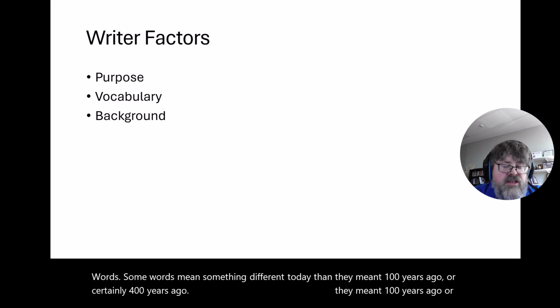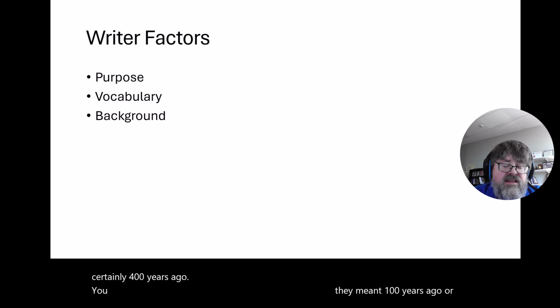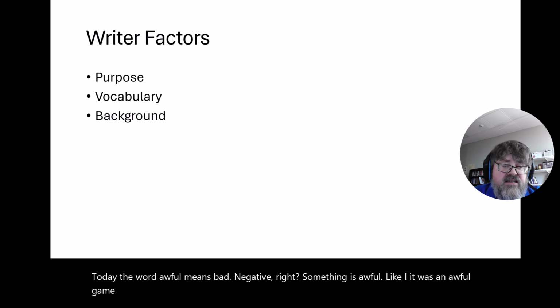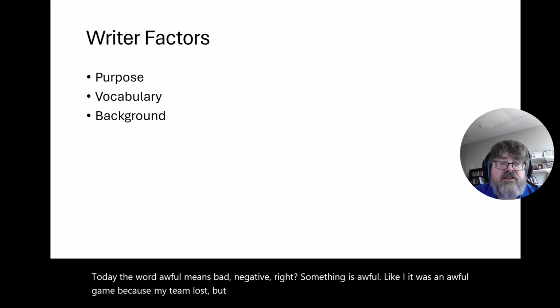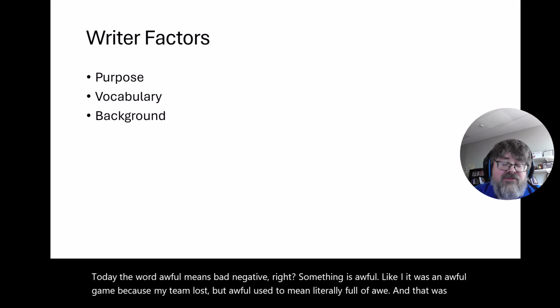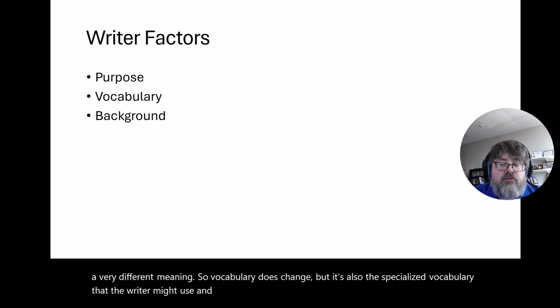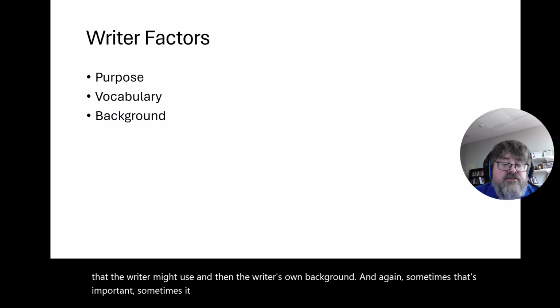An example is the word awful. Today, the word awful means bad, negative, right? Something is awful, like it was an awful game because my team lost. But awful used to mean literally full of awe. And that had a very different meaning. So vocabulary does change, but it's also the specialized vocabulary that the writer might use. And then the writer's own background. And again, sometimes that's important, sometimes it isn't, but these are factors that can affect comprehension.